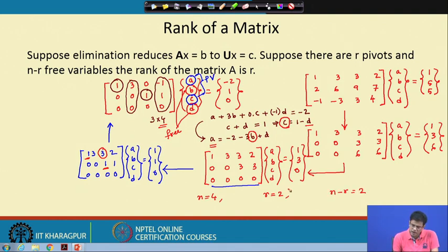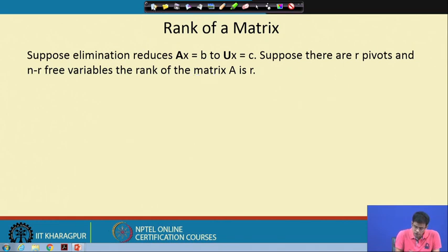So that means the rank of the matrix is 2. So we know how to calculate the rank of the matrix. Now see, for a square matrix, if it was a 4 cross 4 matrix, then rank has to be... so suppose there is a square matrix. So let us see a square matrix.